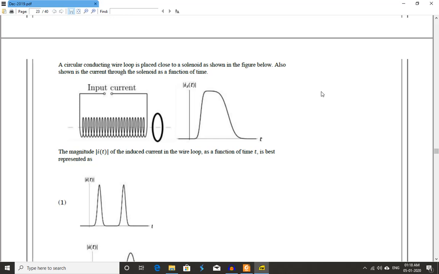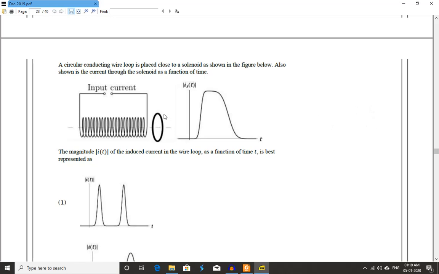This is the rate of change of flux, dB/dt into pi r squared. So E is dB/dt into pi r, that is dB/dt into r by 2, because 2 pi r is on the left side and pi r squared is on the right side.